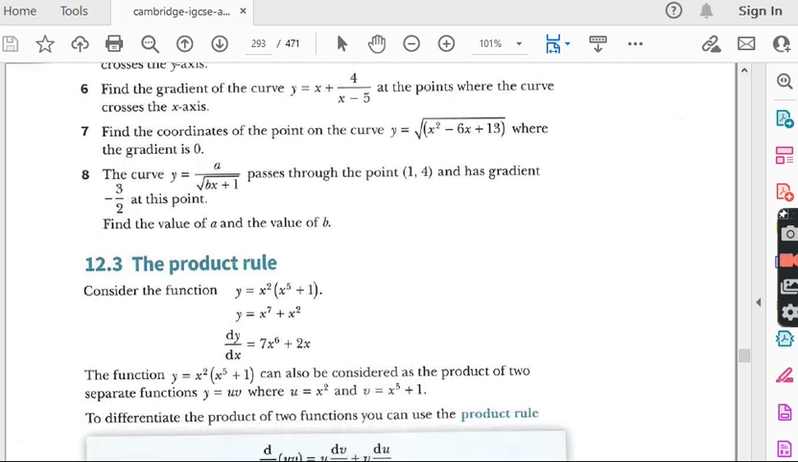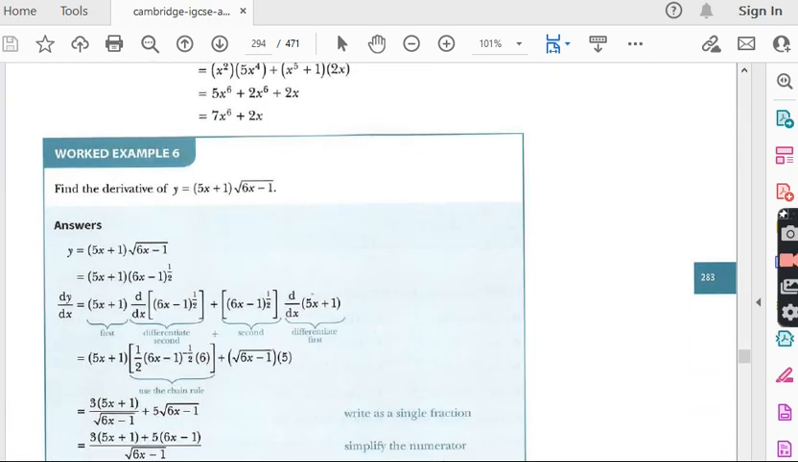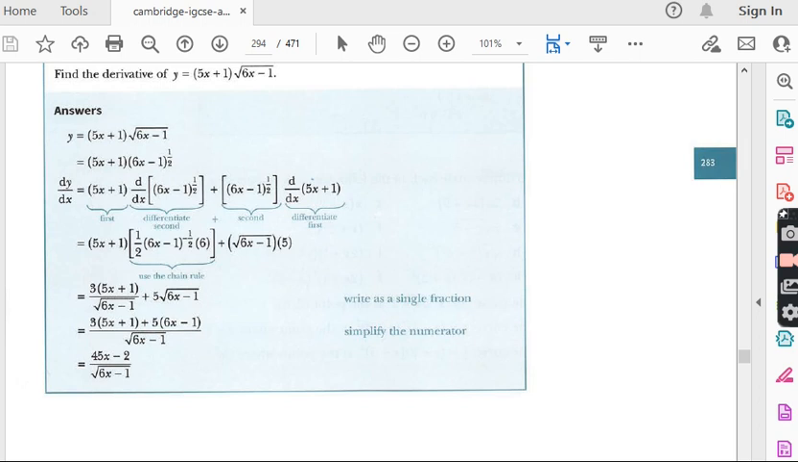What is left in this exercise? Nothing. Nothing is left. Today we have finished the whole exercise from question number 1 to question number 8. Questions 1, 2, 3 we have already done in the previous lecture, but today we have done from question number 4 to question number 8. What next? The product rule. Very easy.